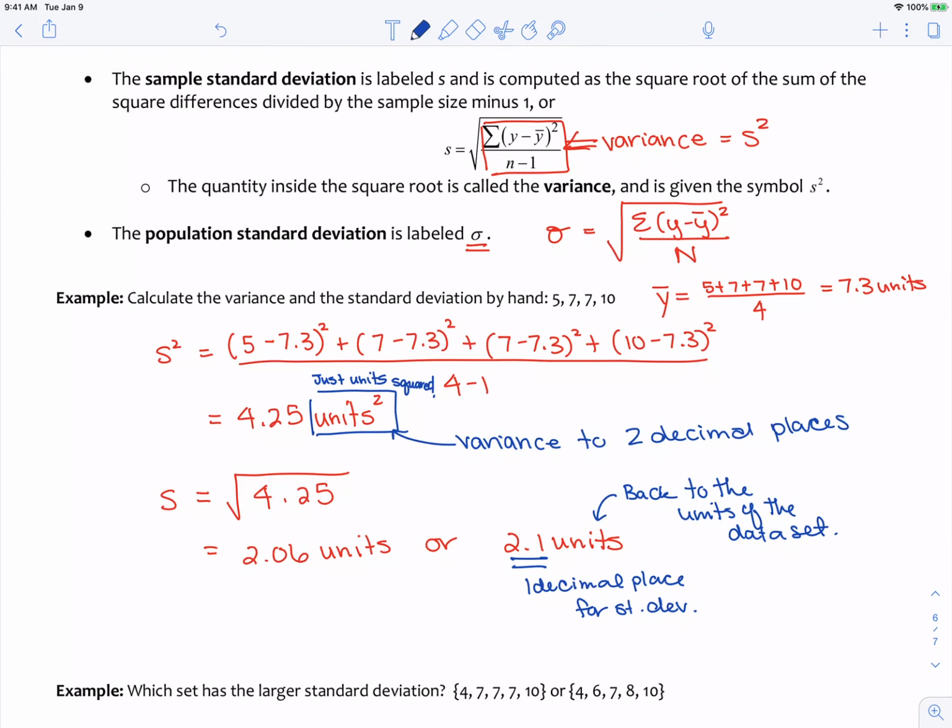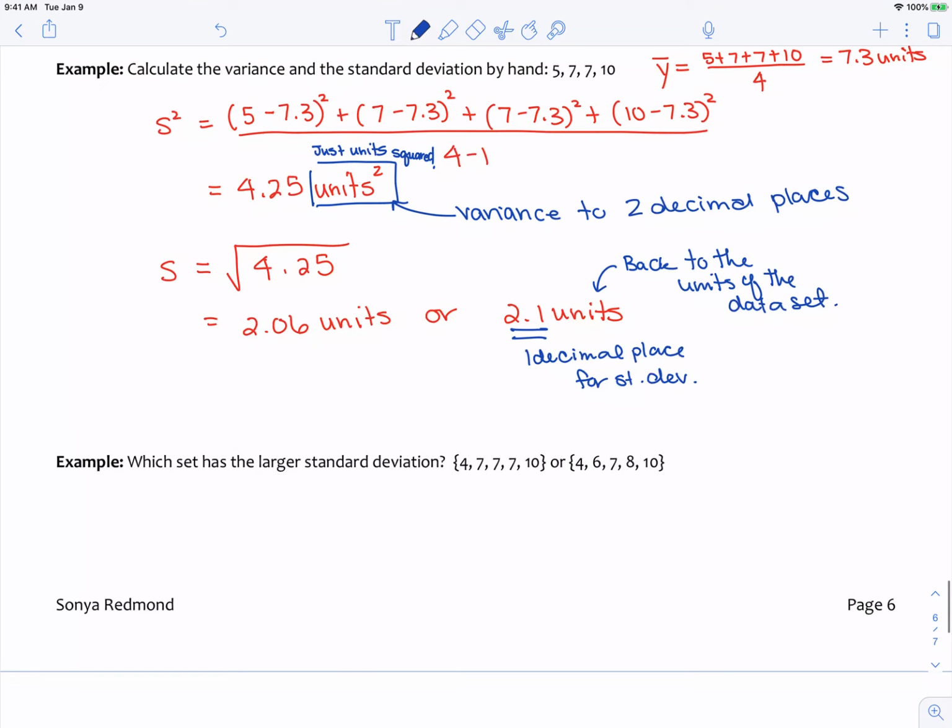Okay. And then last but not least, we'll want to think about this a little bit more conceptually. So which set has the larger standard deviation? Okay, so for us, when we're looking at this, you want to kind of recognize off the bat that we have basically the same mean. So the mean on both of these sets are equal to 7. Okay. And then when we think about what is the standard deviation, well, it represents how far on average data values lie from the mean.